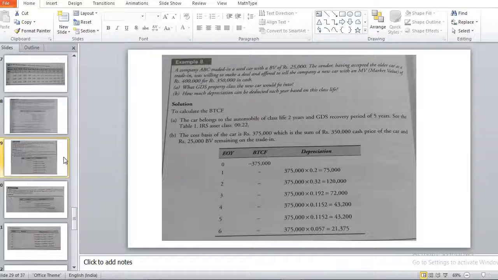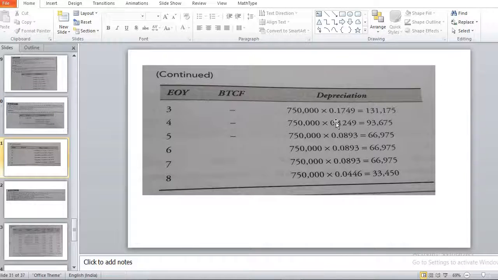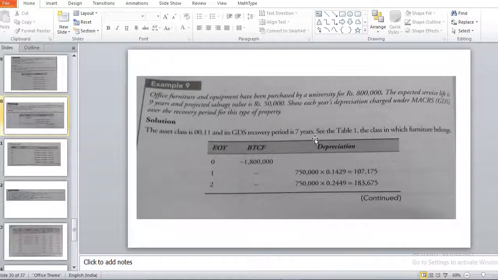Now this is the ninth example, also based on such tables. It is very similar to the previous example. You only have to find accordingly whichever class the asset comes under, having a GDS recovery period of 7 years. For 7 years, the percentage values for calculation of depreciation are 0.14, 0.24. Again from the second table we consider this and find the depreciation value for this particular property.